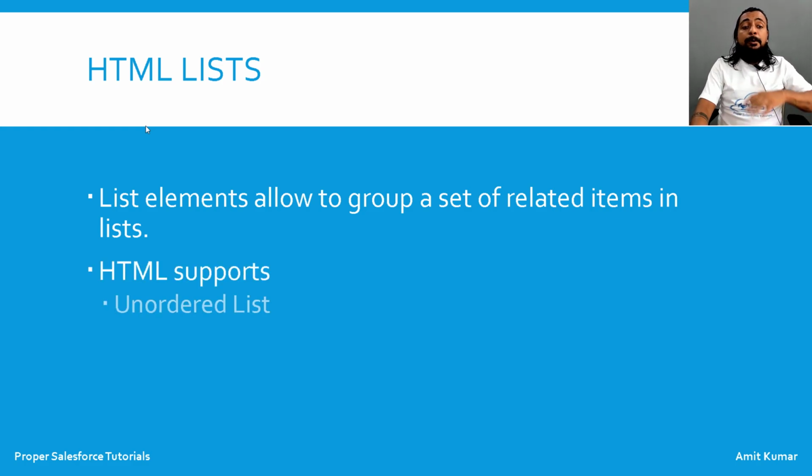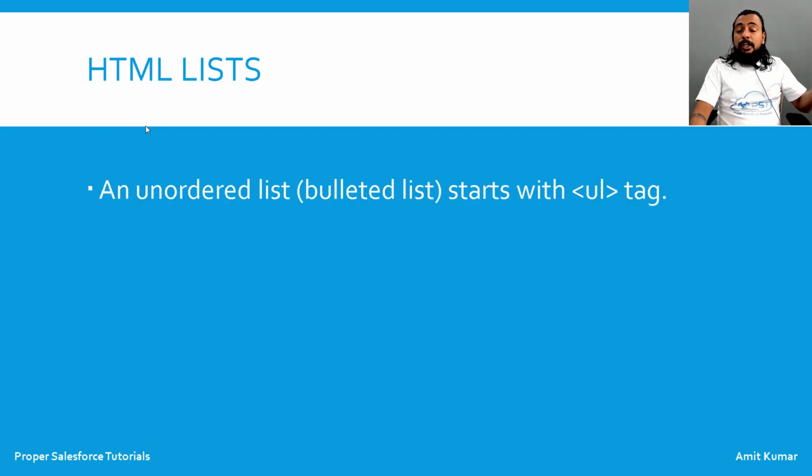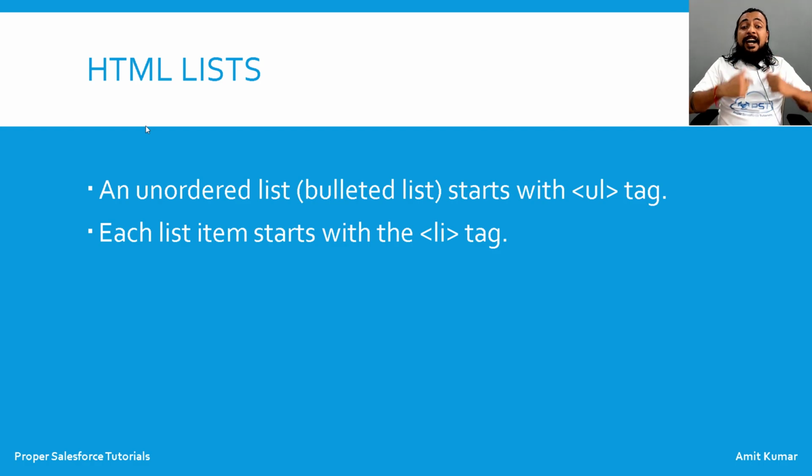Now HTML supports unordered list, ordered list and description list. Let's talk about unordered list. An unordered list is also known as a bulleted list and it starts with the UL tag. Each list item starts with the li tag inside it. So the UL tag is the parent and each li tag is a child of it.